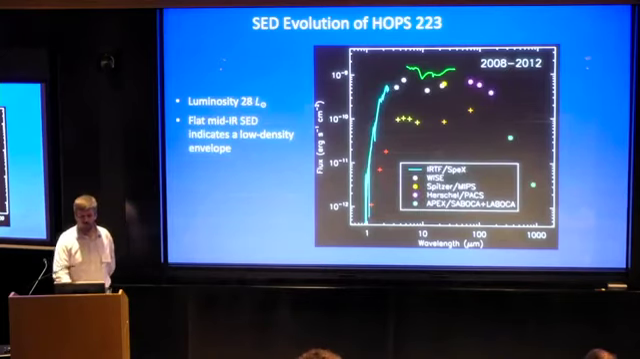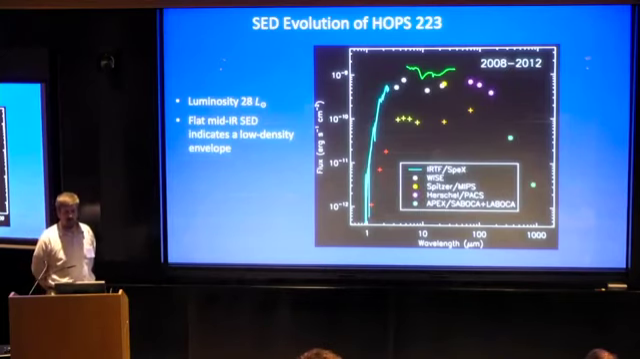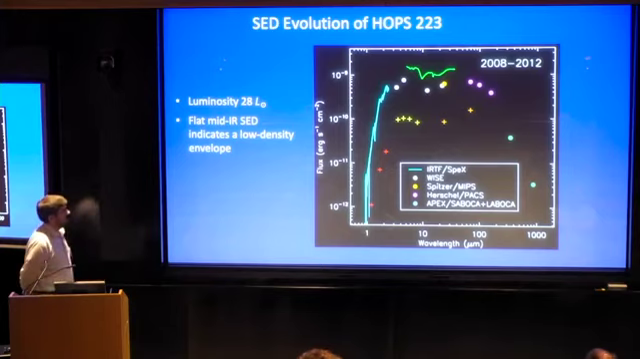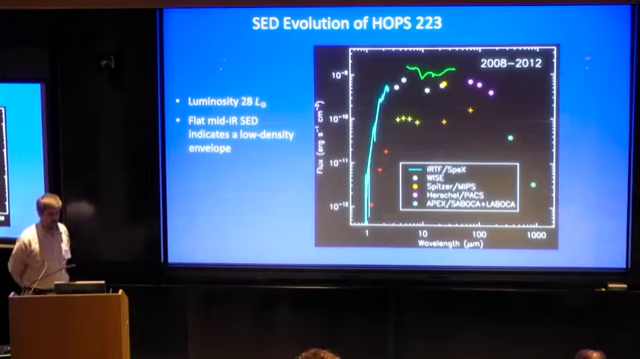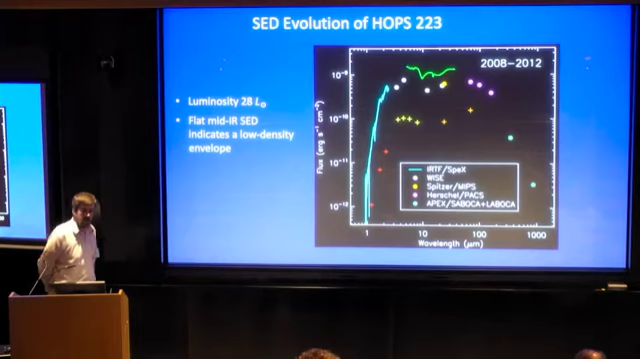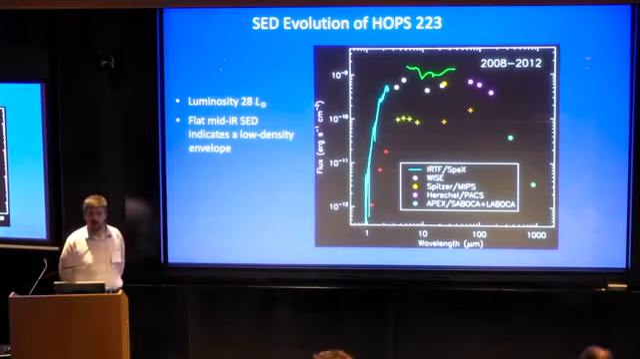Subsequent data obtained from IRTF, we got WISE, another round of Spitzer MIPS, Herschel, and APEX, all give us a roughly consistent SED over the period 2008 to 2012, where the luminosity was down a bit from what we saw with IRS. And we integrate to get 28 L-sun here, and a flat mid-IR SED, which indicates a low density envelope. This is a flat spectrum protostar.